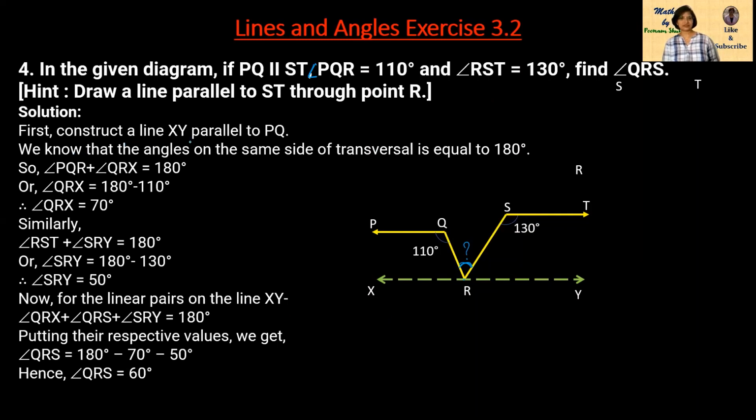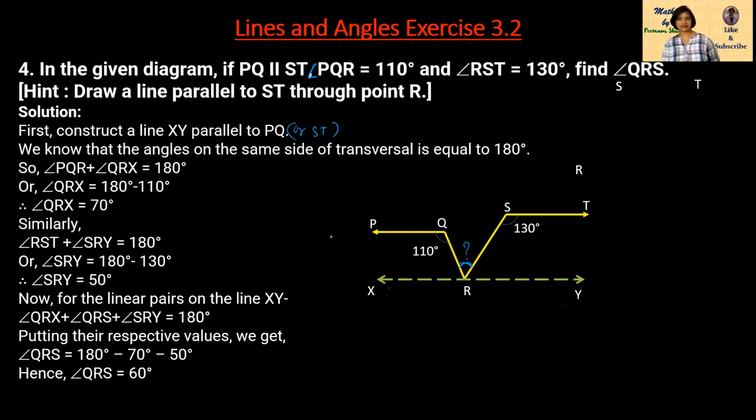So first construct a line XY parallel to PQ or ST, right? We know that angles on the same side of the transversal add up to 180. So this and same side of the transversal, so angle PQR plus angle QRX.